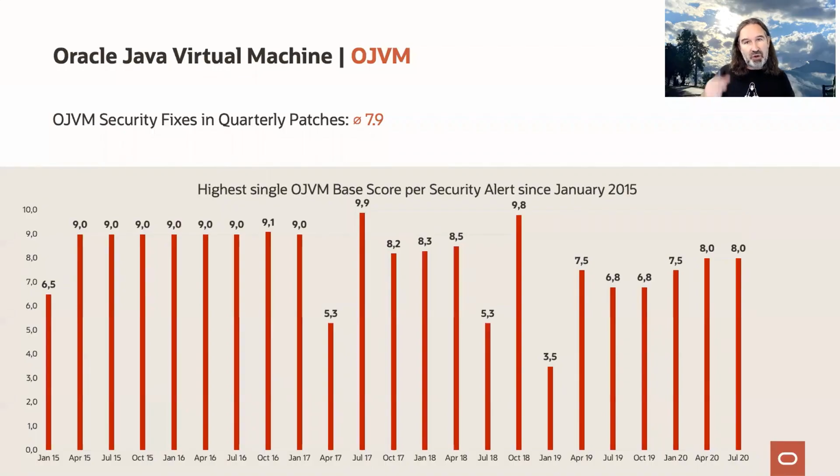Then OJVM. OJVM is a good keyword because I did a check for all the security alerts dating back until January 2015, and you see it from the graph here. OJVM had an average score of 7.9, and some of the quarterly patches contained not only one OJVM patch, but also several ones. So be aware, it basically tells you if you have OJVM, you must patch. There's no way out.